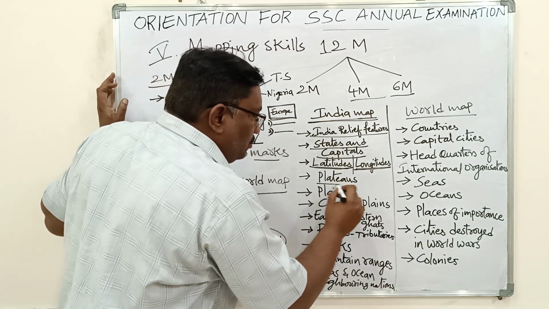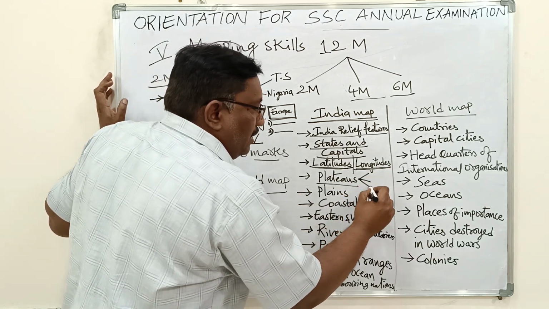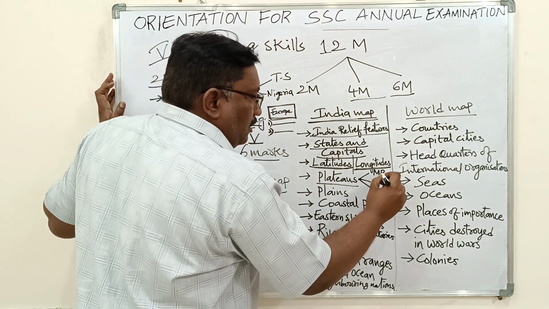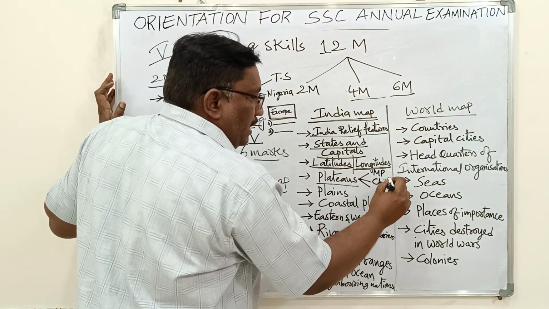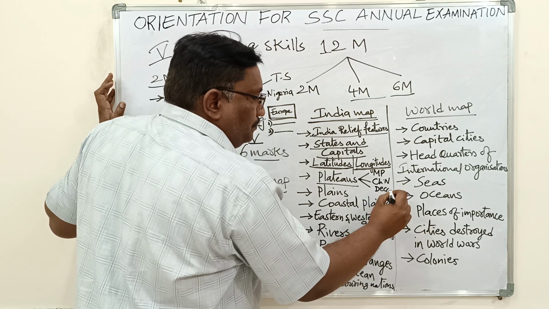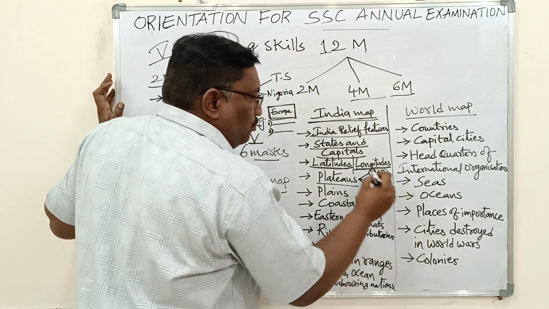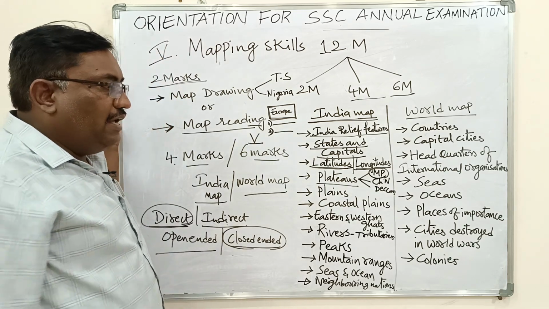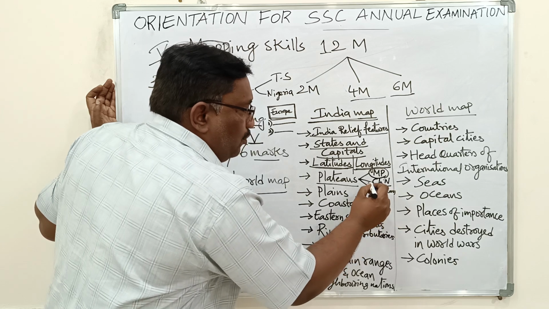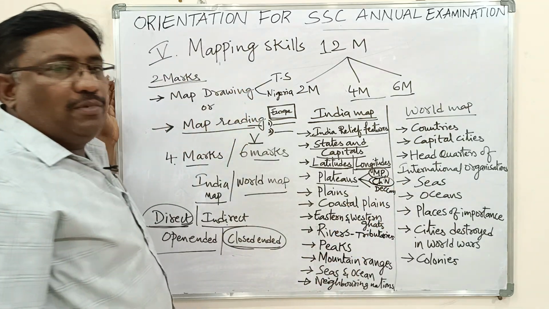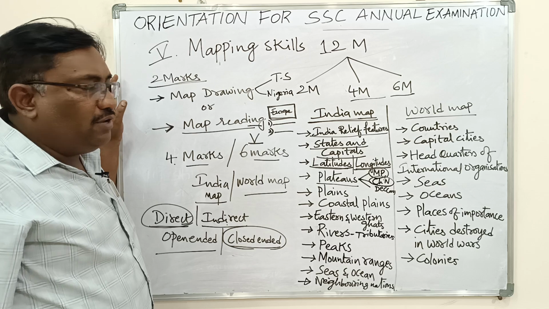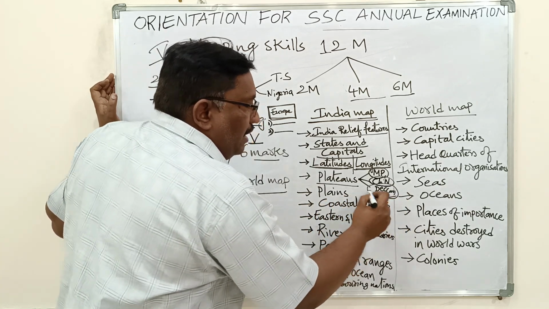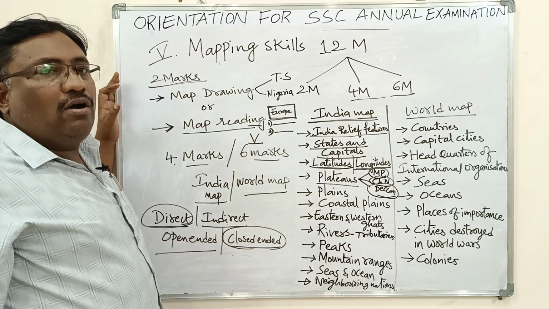Coming to the plateaus, we have 3 plateaus in our textbook. The first is the Malwa Plateau, the second is the Chota Nagpur Plateau, and the third is the Deccan Plateau. The Malwa Plateau and Chota Nagpur Plateau are also called the Central Highlands. The Chota Nagpur Plateau is very rich in mineral resources, very famous for its mineral resources. And the Deccan Plateau, which is in peninsular India, is famous for its black cotton soils.